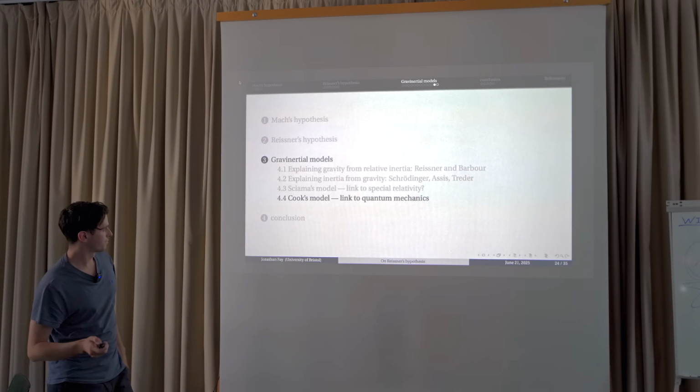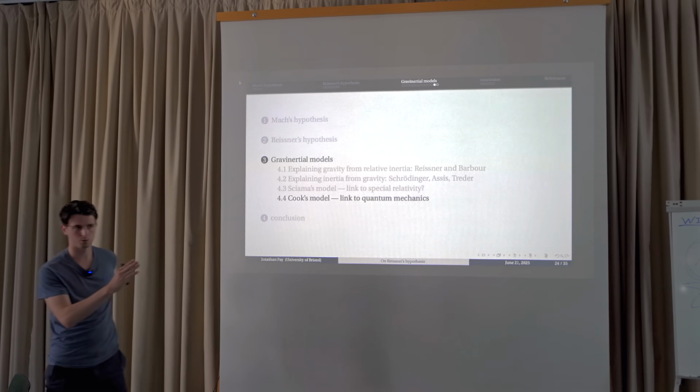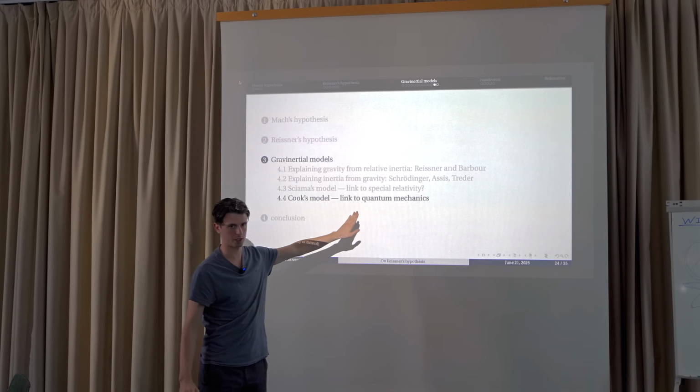All right, so next, Cook's model and a possible link. So we've looked at a link to special relativity of these models. What about a link to quantum mechanics?